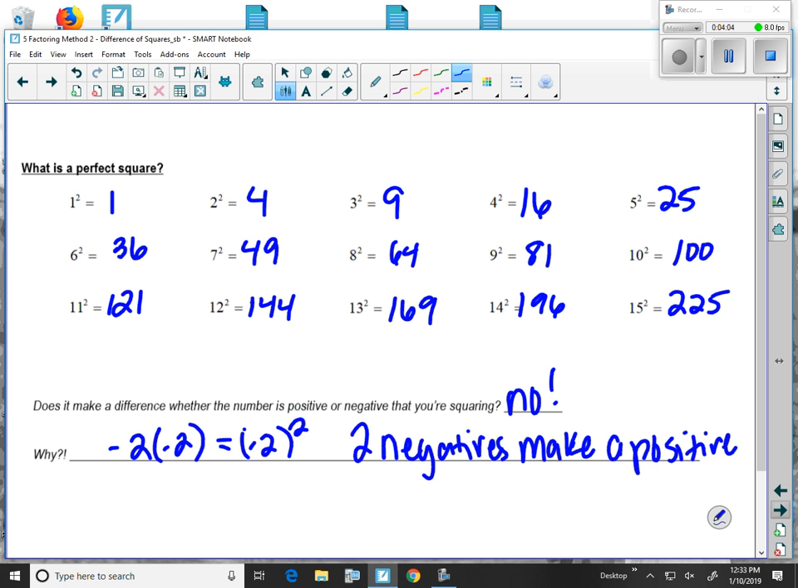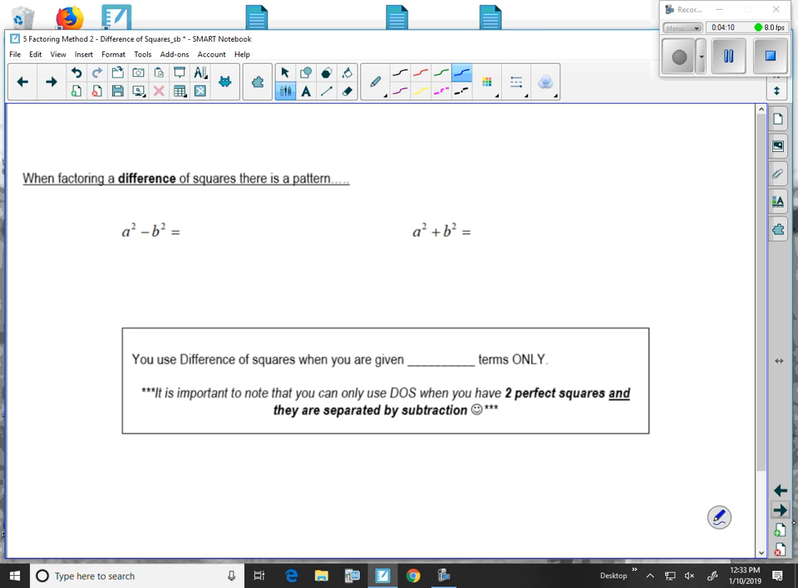That's absolute value. That's true. So this leads us into our second type of factoring. You ready for it? It's called the difference of squares. I'm going to fill in the box first. You use difference of squares when you are given 2 terms only. So except for GCF, this is one of the only methods that has 2 terms in it.